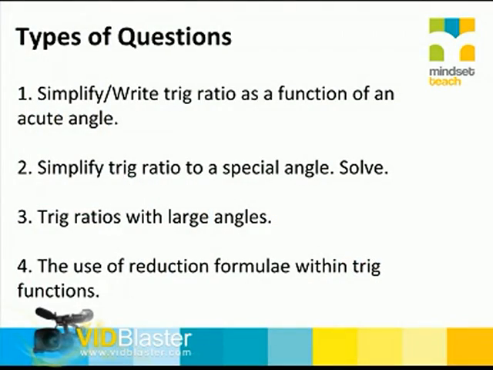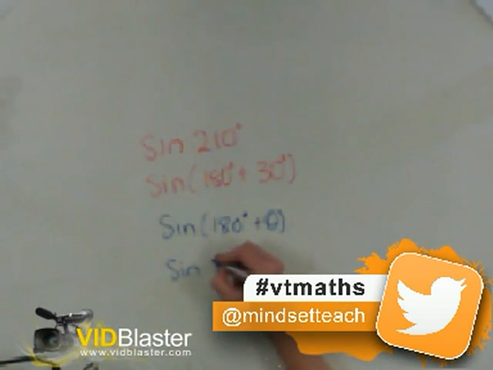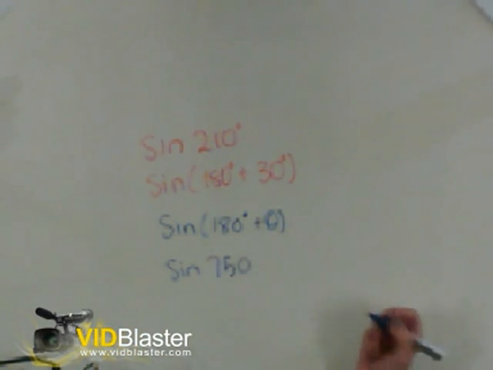Number 3, trig ratios with large angles. Well, it's also very similar, yes. Many learners want to just have small angles, and as soon as they see trig ratios with very large angles, they say, I can't do it. And while we're very good at adding, it's not as easy to break down. So it's very easy to say, okay, I can simplify sine of 180 degrees plus theta. But it's not as easy to say sine of 750, for example.